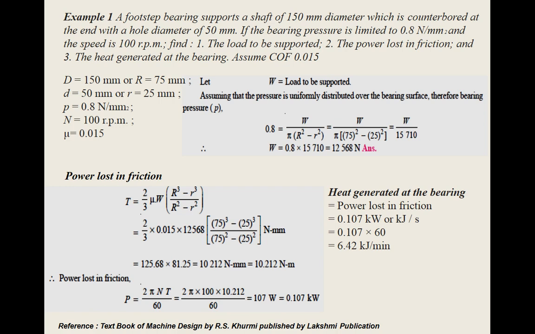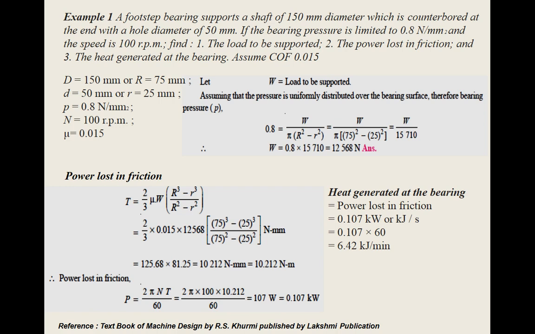So first we have to calculate the load W. The bearing pressure equation, small p is equal to W upon pi, capital R square minus small r square. Here we put in the values: small p is given as 0.8, W unknown, pi, capital R is 75, small r is 25.